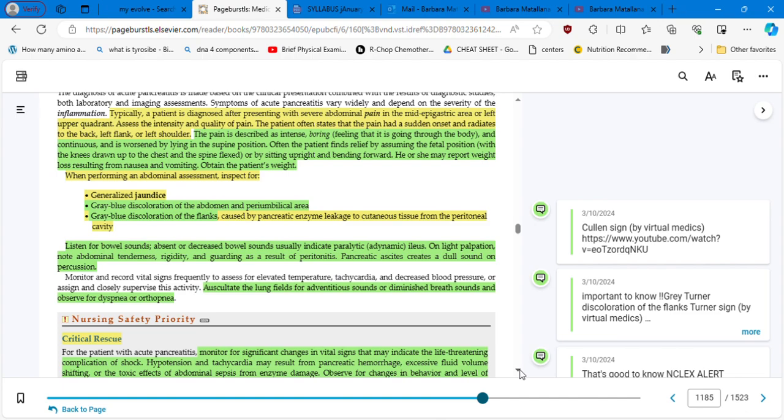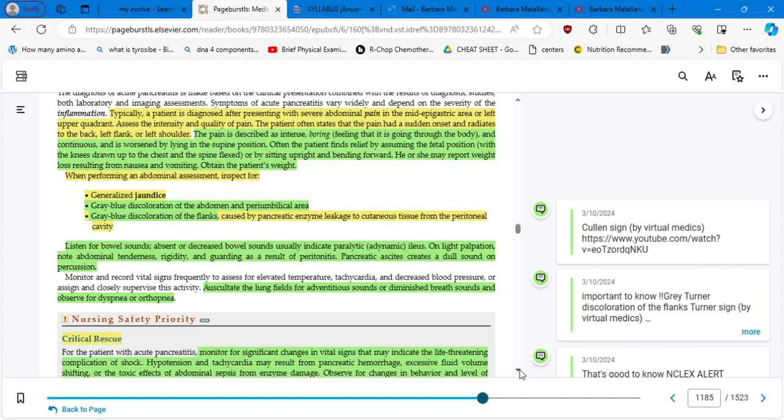So this is different from cholecystitis. Cholecystitis is the upper right quadrant. We have the pancreatitis is the mid abdominal, mid-epigastric, or the upper left quadrant, okay?